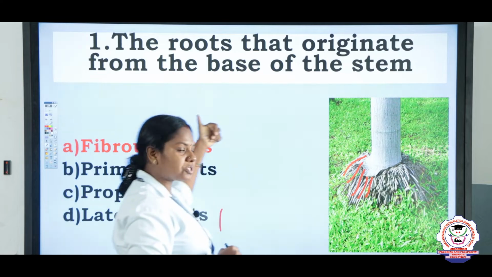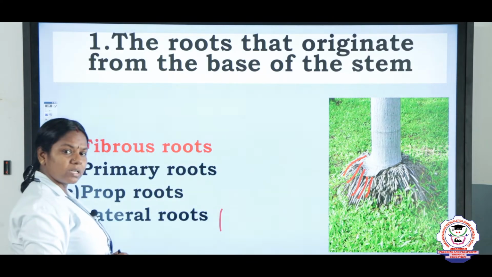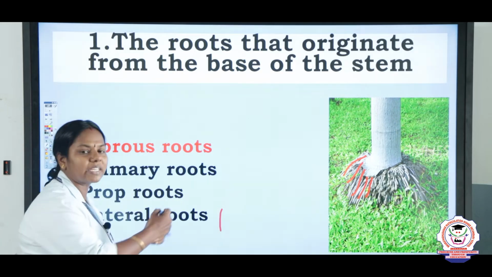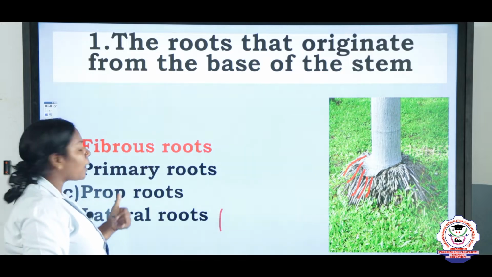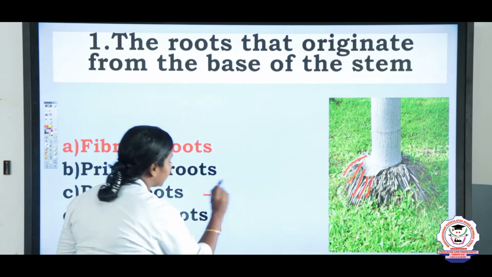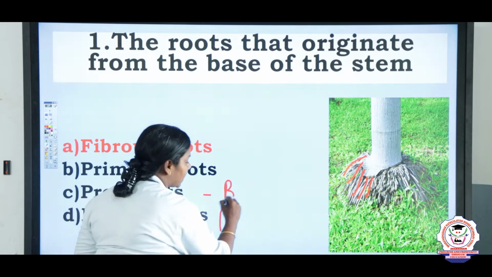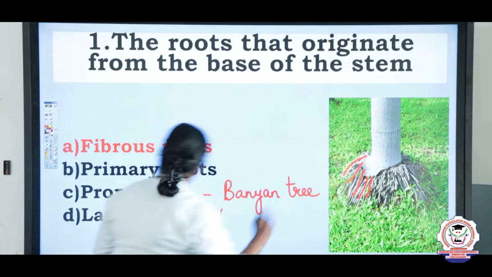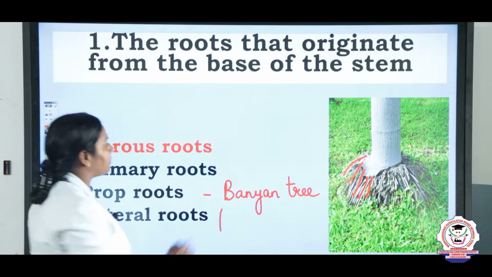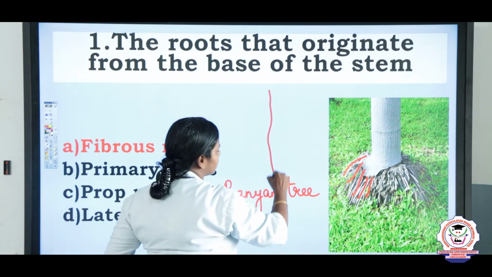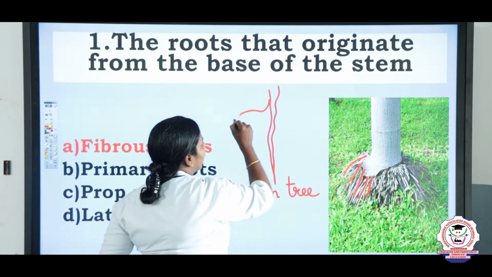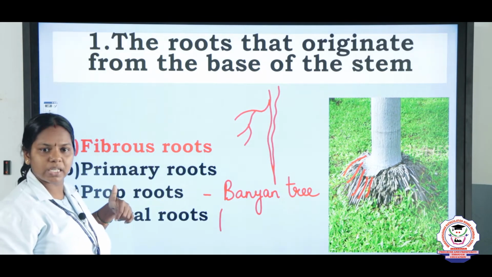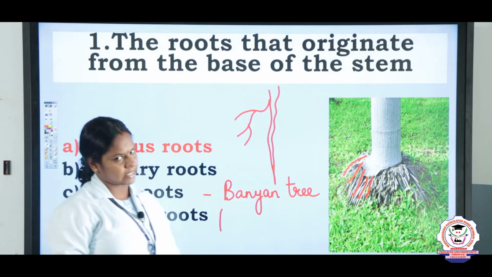So the answer for this question is fibrous roots, because the primary root is present inside the soil, so it cannot arise from the stem. Prop roots we can see in the banyan tree. Lateral roots arise from the primary roots. For example, in the taproot system, from the primary root the lateral roots arise, and secondary and tertiary roots arise. So the correct answer for this question is the fibrous root system.